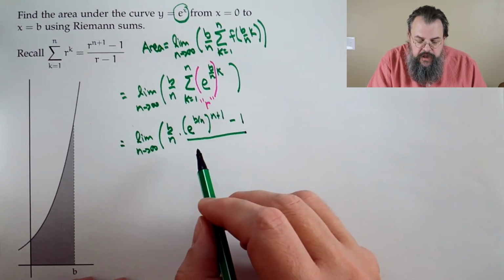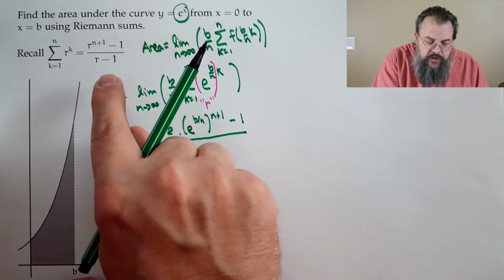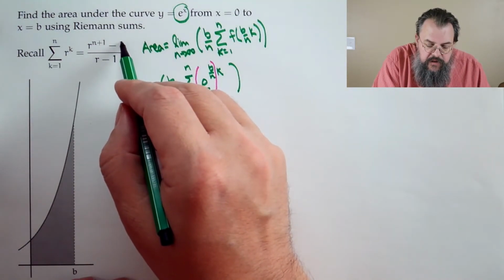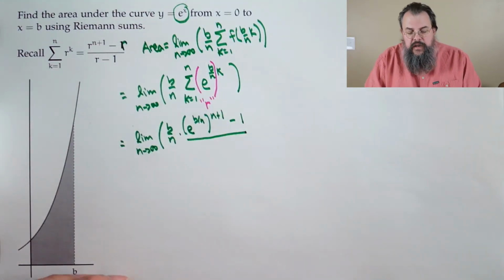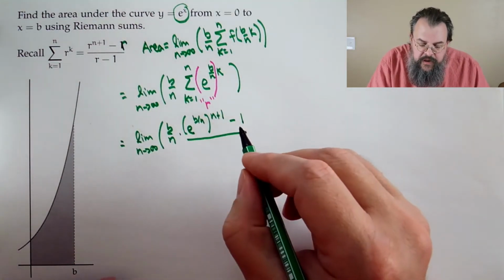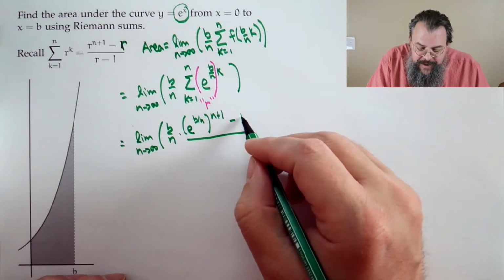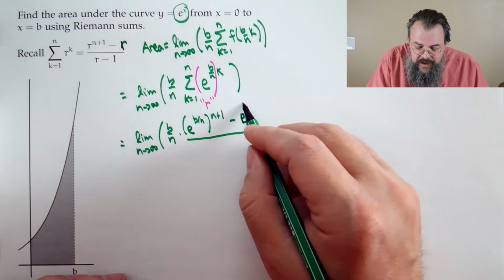Downstairs, we're going to have, whoops, there's a typo here. This is not minus 1. This is minus r. Sorry about that. Got to fix the typo. Okay, otherwise, we're going to be really miserable here. E to the b over n.